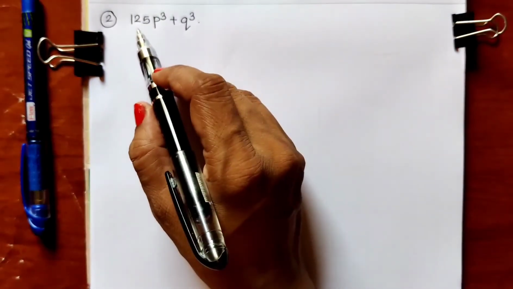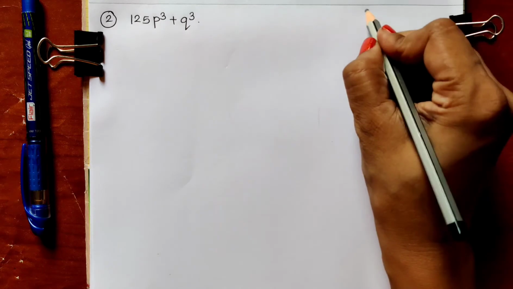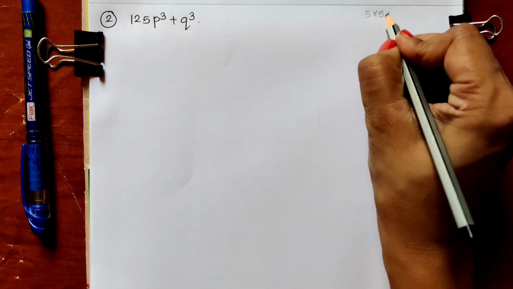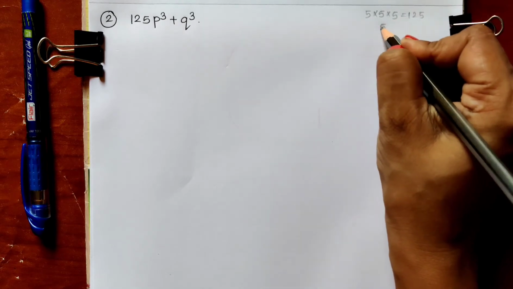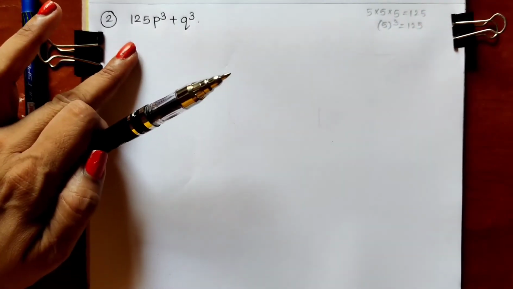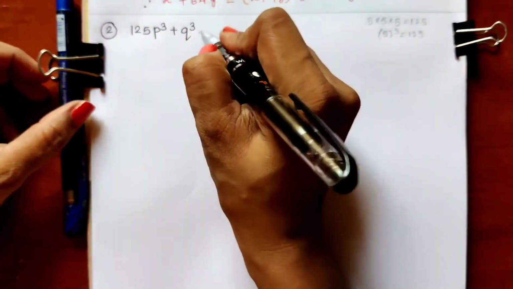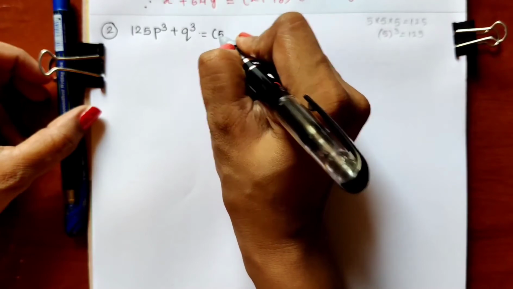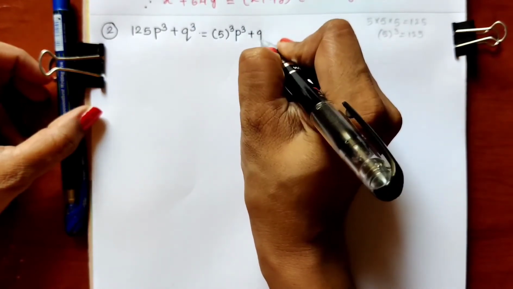So we all know 125 is cube of 5. We all know 5 into 5 into 5 is 125. That means 5 cube is 125. So 125 can be converted into cube format as 5 cube. So it will be 5 cube into p cube plus q cube.